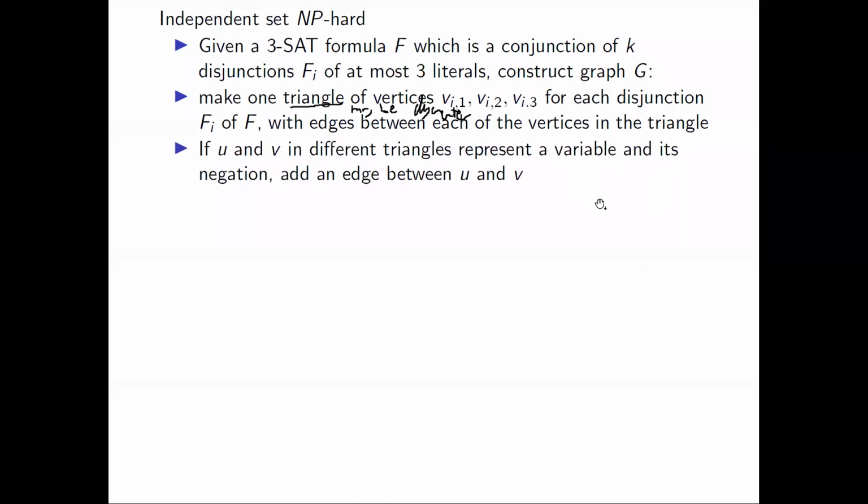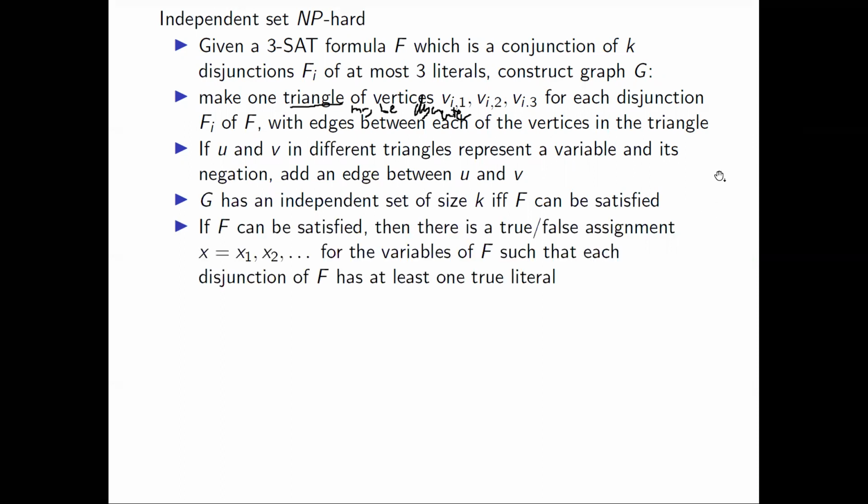And we also add edges between vertices in different triangles that correspond to variables and their negations. And here's what we're trying to prove, this if and only if. We already proved the forward direction of it, that if G has an independent set of size k, then F can be satisfied. So let's now prove the backward direction. If F can be satisfied, then G has an independent set of size k.